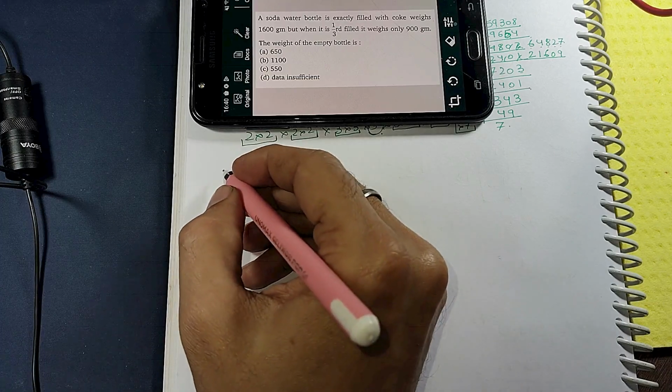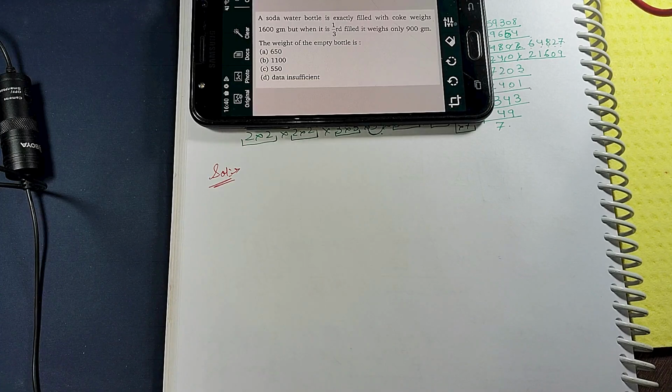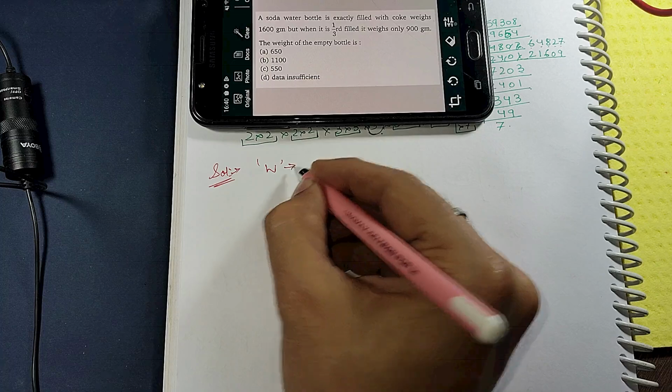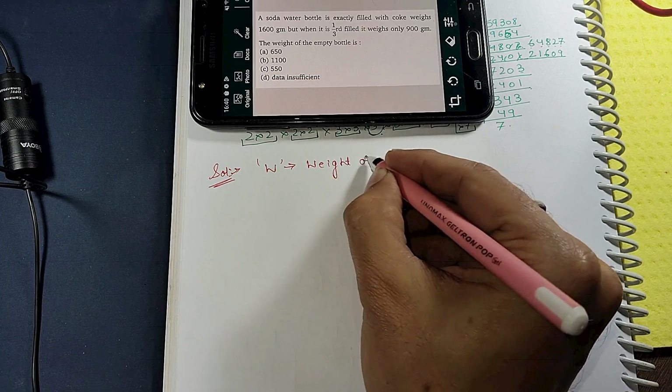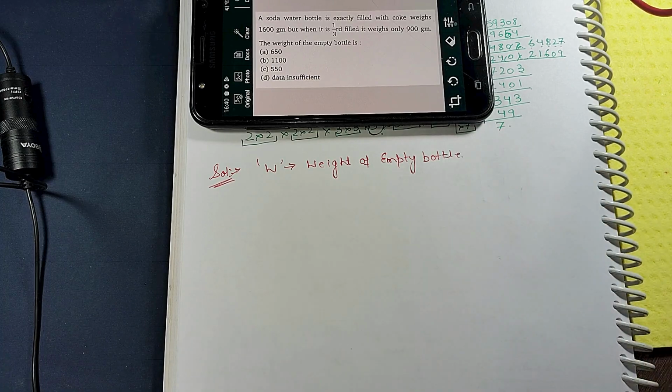A soda water bottle exactly filled with Coke weighs 1600 grams, but when it is 1 by 3rd filled, it weighs only 900 grams. The weight of the empty bottle is? So let us suppose the weight of the empty bottle be W. Now in the first case it has been given that the bottle is exactly filled with Coke, so it is completely filled and it weighs 1600 grams.